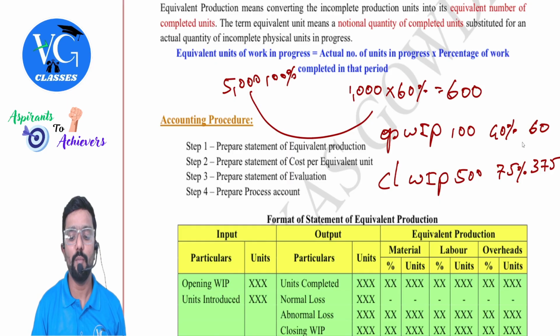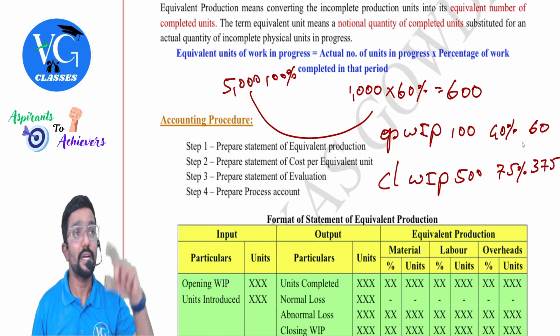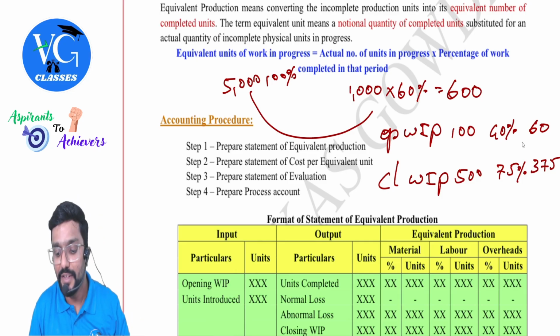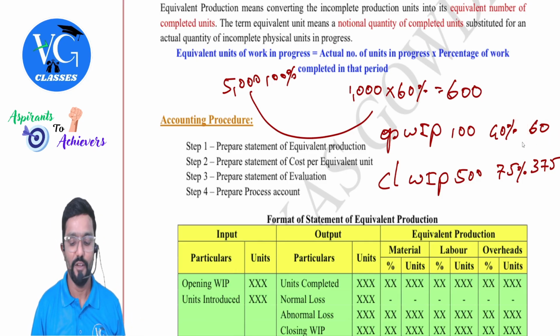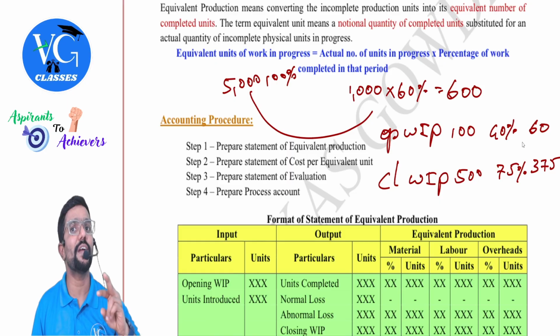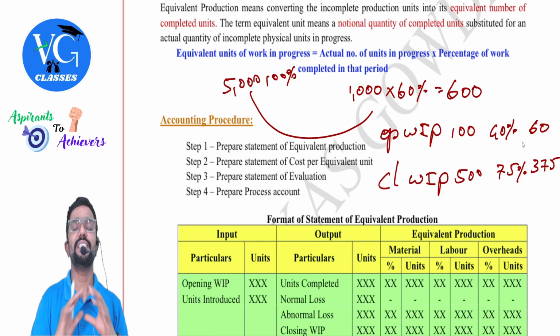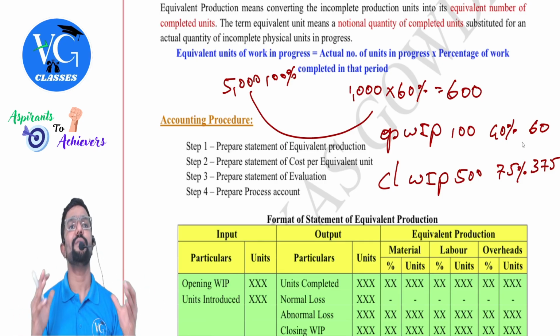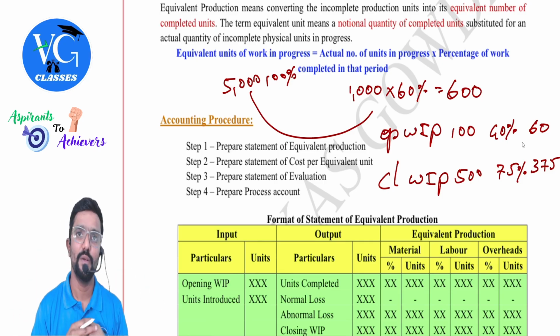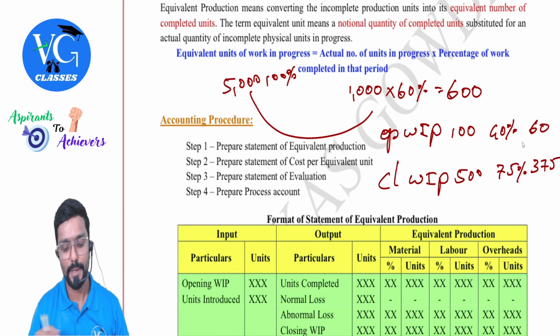So, for opening WIP, should we take work completed or work remaining? Work remaining. For closing WIP, do we need to take work completed or remaining? Completed. That is simple: whatever we have done in the current period, guys.